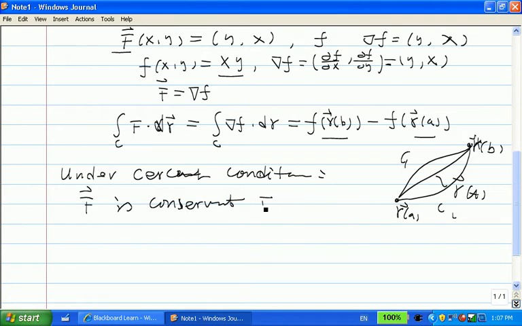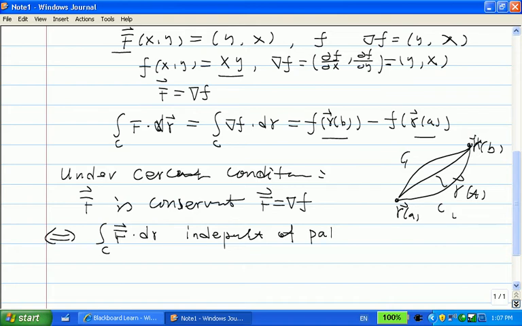What do we mean by that? It means F can be capital F, it can be written as a gradient of small f. As you can see, if F is conservative, then this line integral will be independent of a path C, right? You can tell that only the endpoint and starting point matter. The rest of things does not matter.